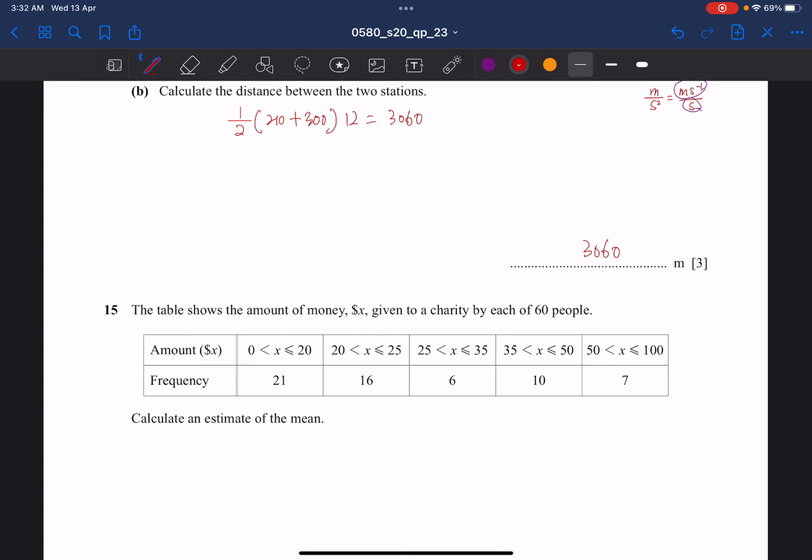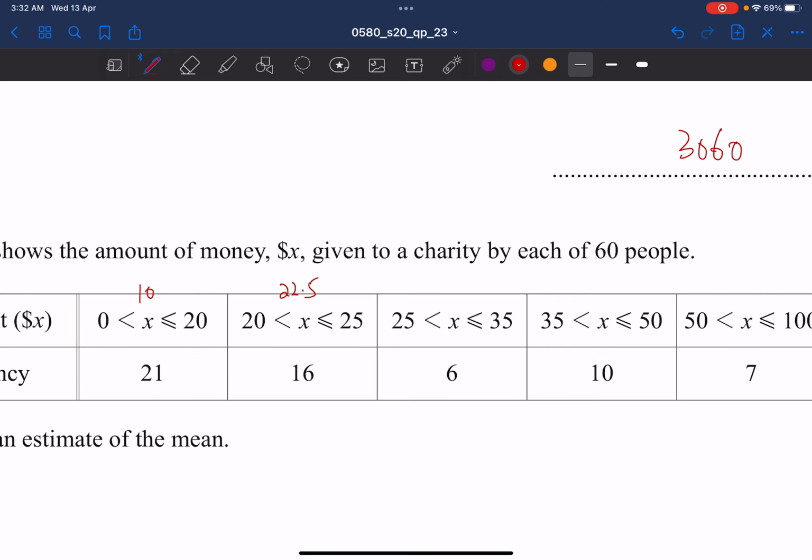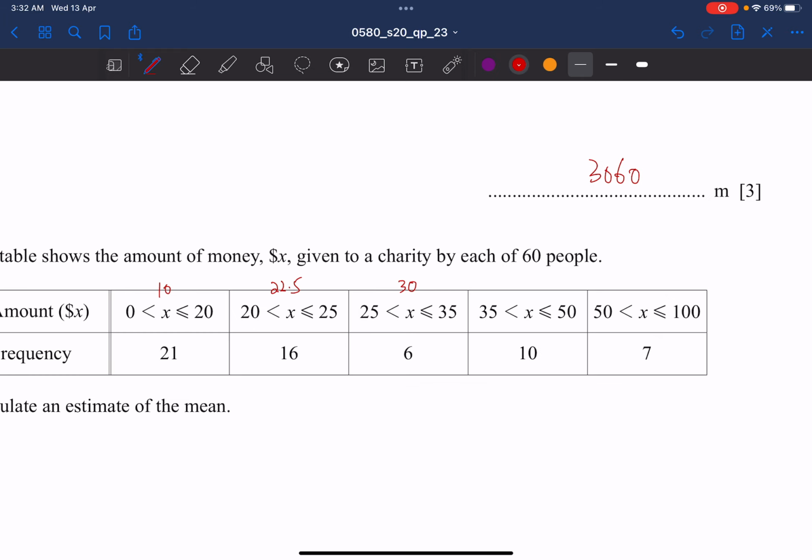Calculate an estimate of the mean. Okay, so this is grouped data, so you need to find the midpoints. The midpoint for the first class, or first group, is 10. This is 22.5. The midpoint for this class is 30. The midpoint for this class is 42.5. The midpoint for this class is 75.